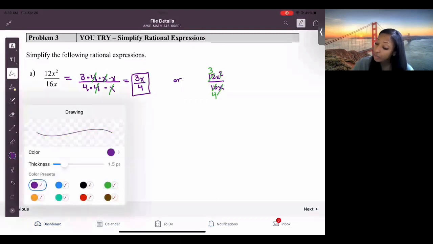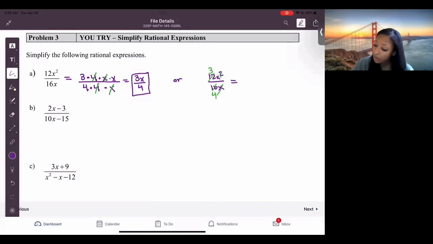So some people like to show their work this way. That is fine also. It may look a little bit messier for some people. So only do it if you like it that way. I prefer to write things out in factored form because it's a little clearer to see what's canceling out. But either of those are appropriate ways to write your work.